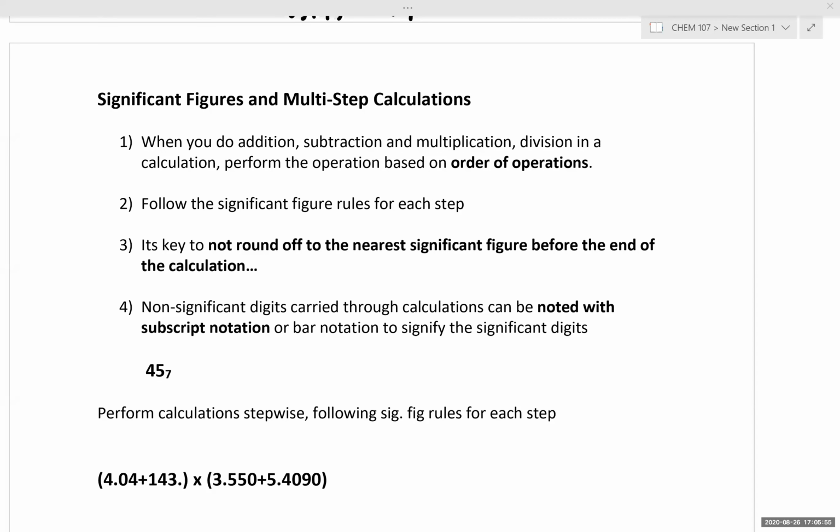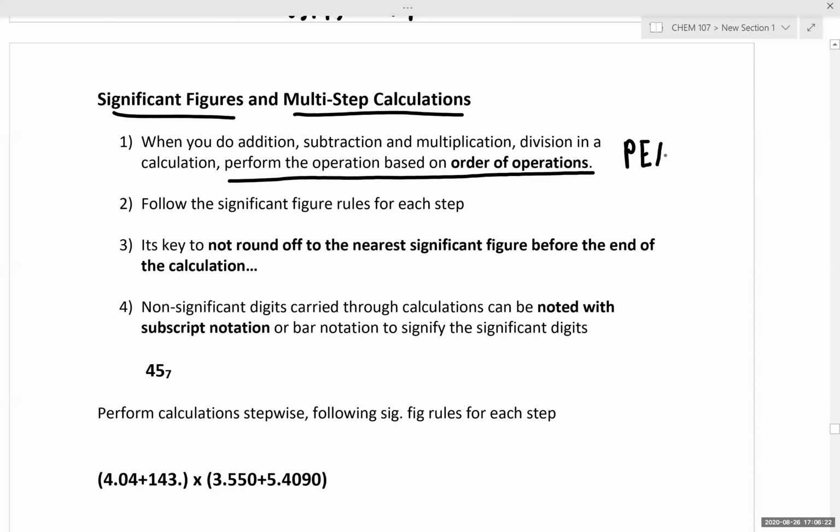Okay, so continuing on, we left off at significant figure rules for addition, subtraction, multiplication, and division. We're next going to talk about significant figure rules for multi-step calculations. So, first and foremost, you perform your multiplication, division, addition, and subtraction operations based on order of operations.